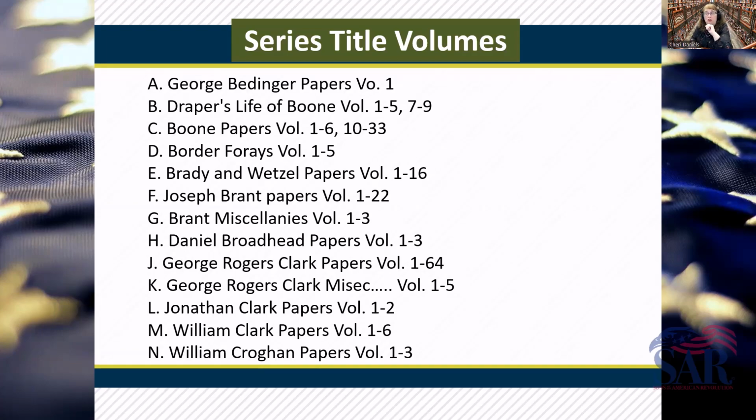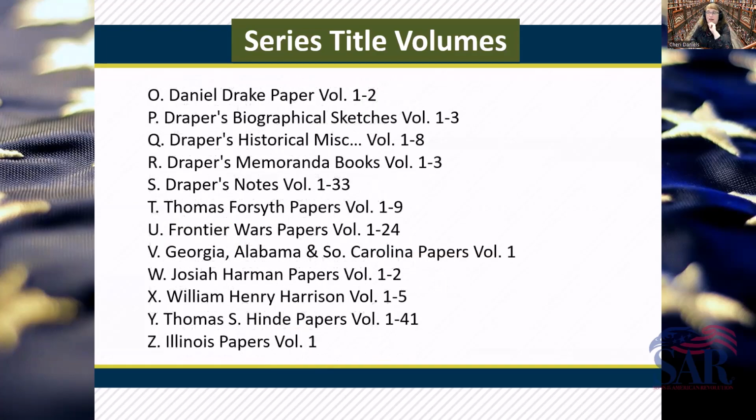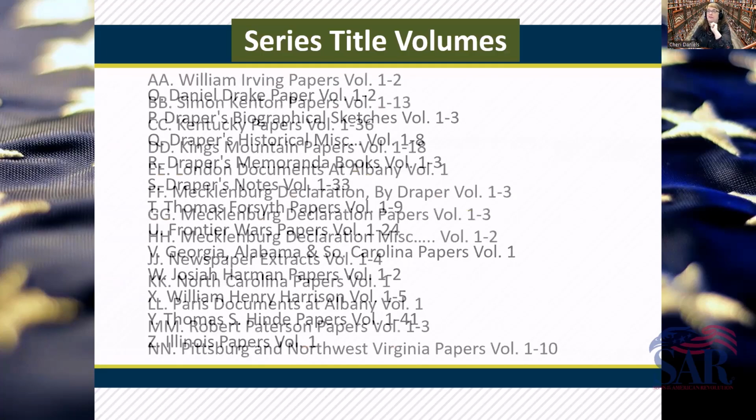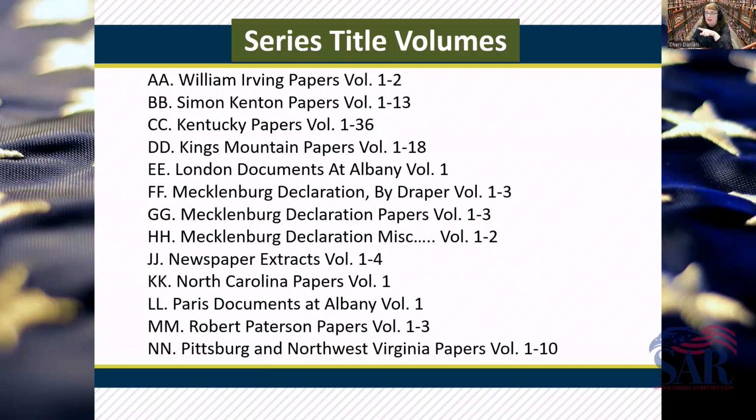You can see George Rogers Clark papers in there. There's 2 volumes for George Rogers Clark. And if we carry on, you see more. There's even something as simple as biographical sketches, historical miscellaneous, memoranda books. So as you can see, we're going all the way to Z. And you notice there was no I. And as soon as you hit Z, it carries on into double letters for the alphabet. And again, we go right on.